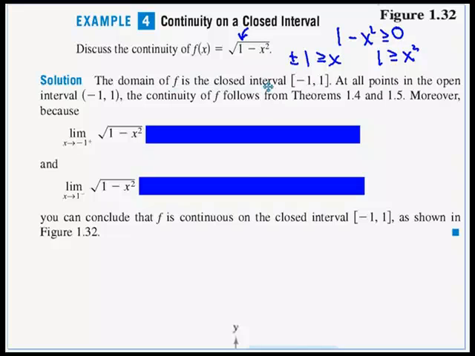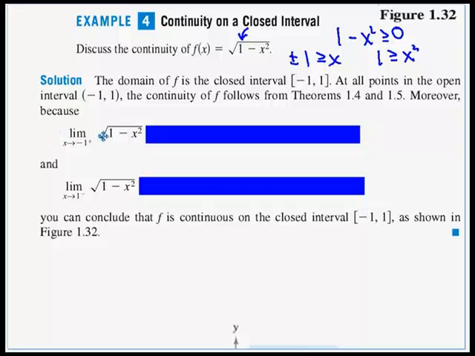So the domain is the closed interval. Our endpoints are closed off from 1 to negative 1 because we can plug a 1 in there. If I plug in a 1 or a negative 1 and square it, we get 1 minus 1 is 0, and you can square root 0. So our endpoints are good. At all points in the open interval from negative 1 to 1, the continuity of f follows from previous theorems, 1, 4, and 1, 5.